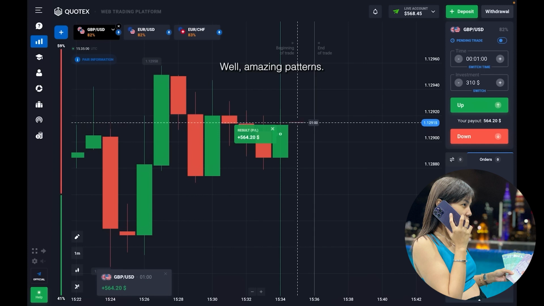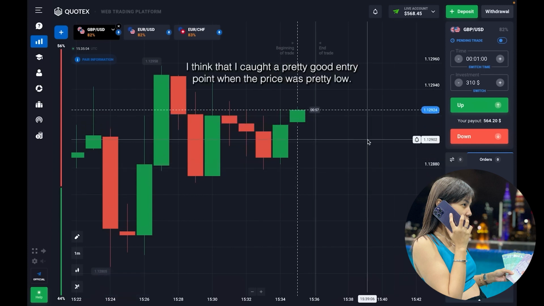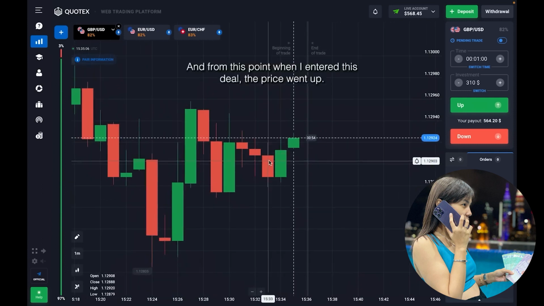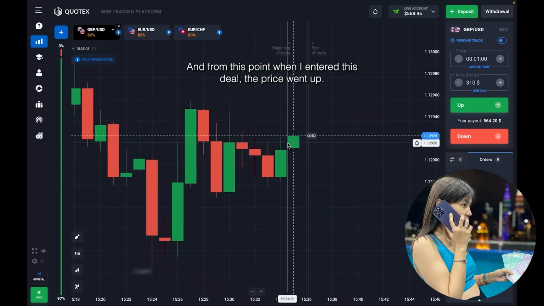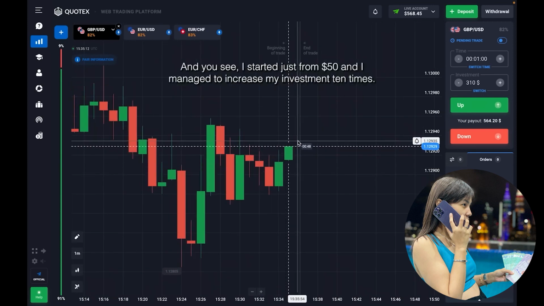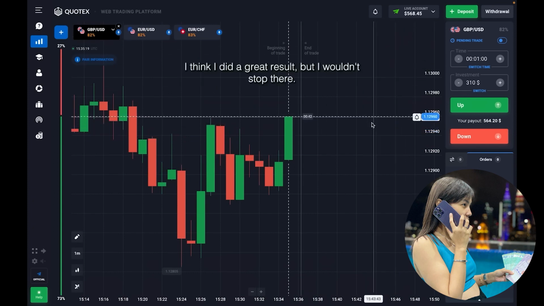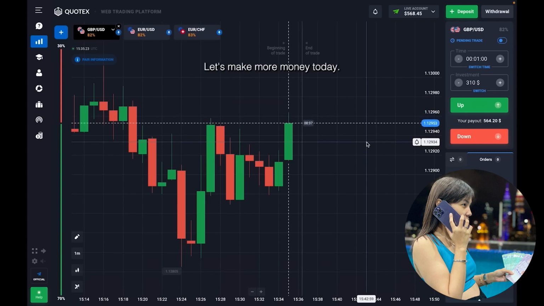So amazing patterns again. I think that I got pretty good entry point when the price was pretty low, and from this point when I entered this deal, the price went up, and that's amazing. I think that you see I started just from $50 today, and I managed to increase my investment 10 times. So I think I did a really good result, but I wouldn't stop there. Let's make more money today.